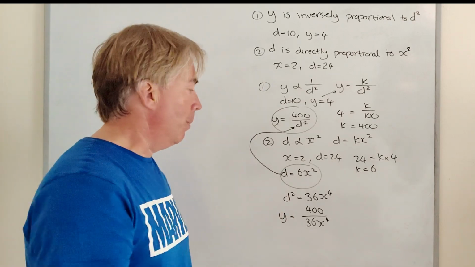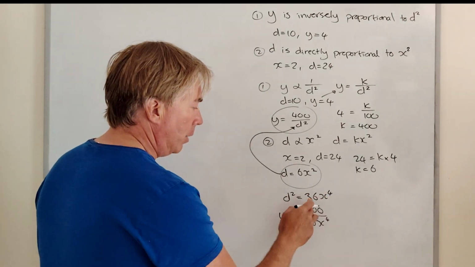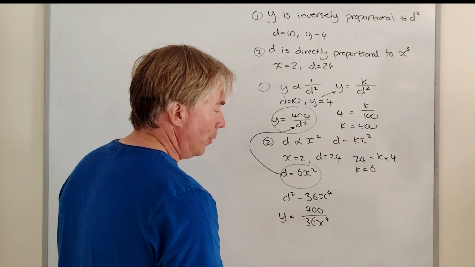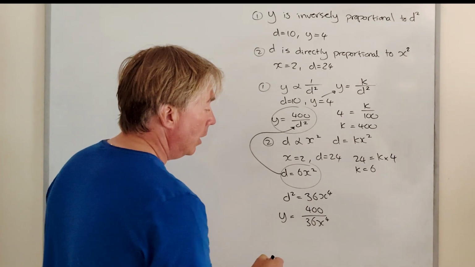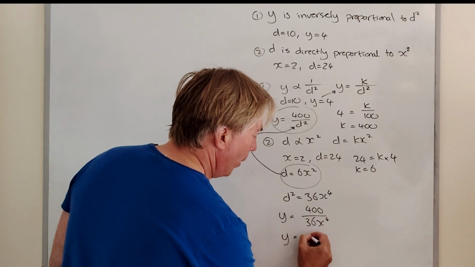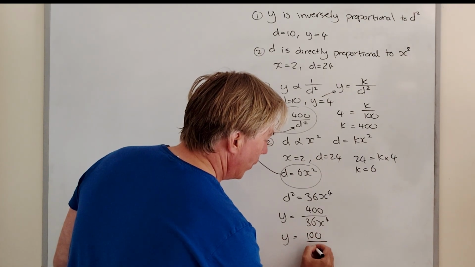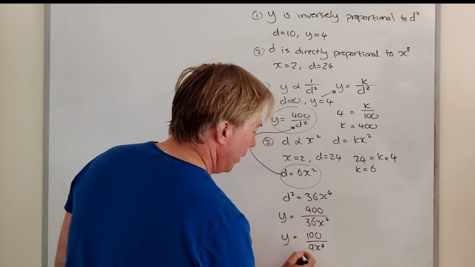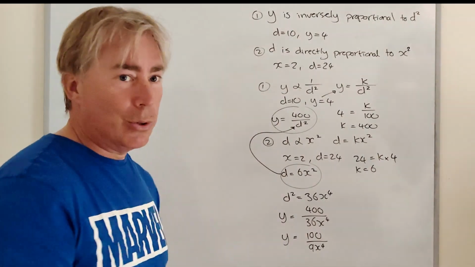So there's an almost finished solution. We're asked to simplify it or put it in its simplest terms. Looking at our two numbers, 400 and 36, they both have a common factor of 4. So I can rewrite that by dividing top and bottom by 4. We get 100 over 9x to the 4. And there is our final solution.